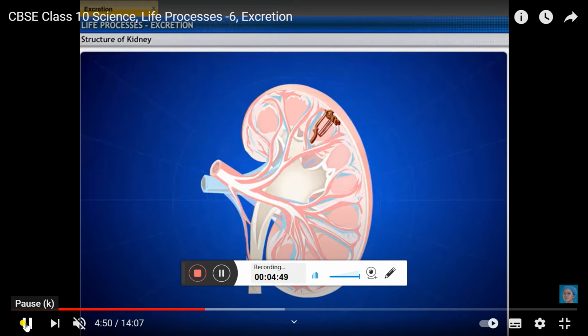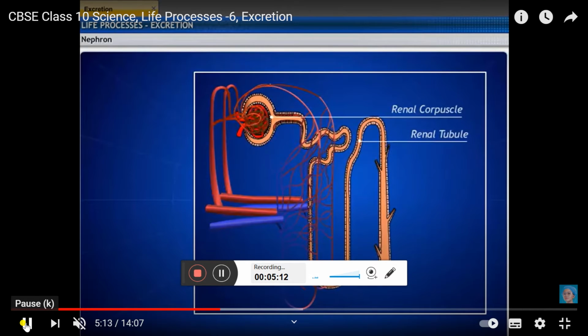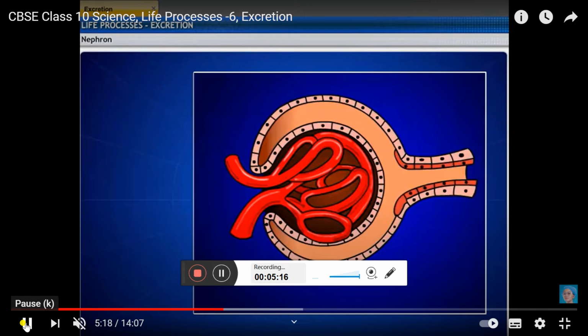The cortex has a random arrangement of tiny tubules called nephrons, which are the functional units of the kidney. Each kidney contains about 1 million nephrons. Each nephron consists of a corpuscle and a renal tubule. The corpuscle is composed of tangled clusters of tiny blood capillaries called the glomerulus.